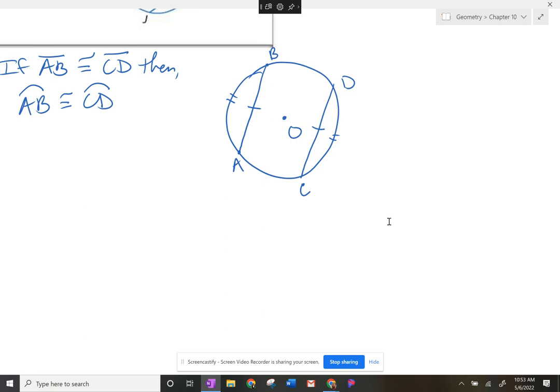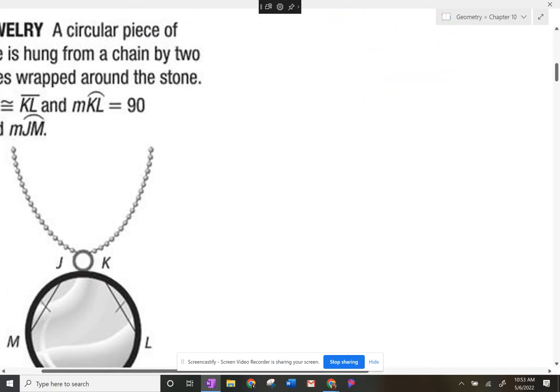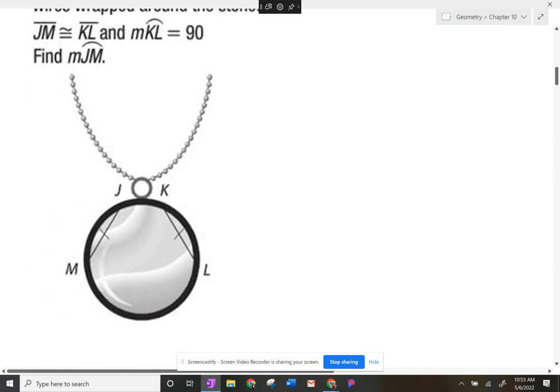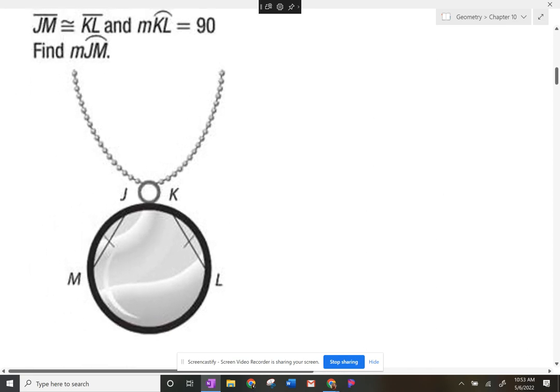Okay, I'll start off with a picture. I got this necklace right here. It's telling me that in this necklace, MJ, it's an arc or a chord there. MJ is the exact same length as KL. I don't know if you can see that very well. I'll draw it in for you. But that's what that picture is showing you.